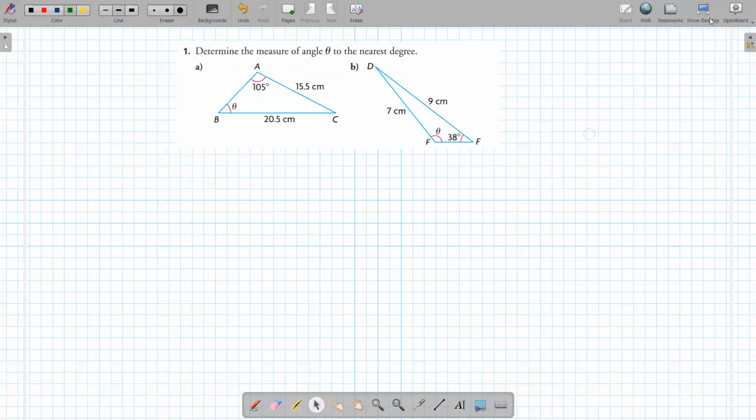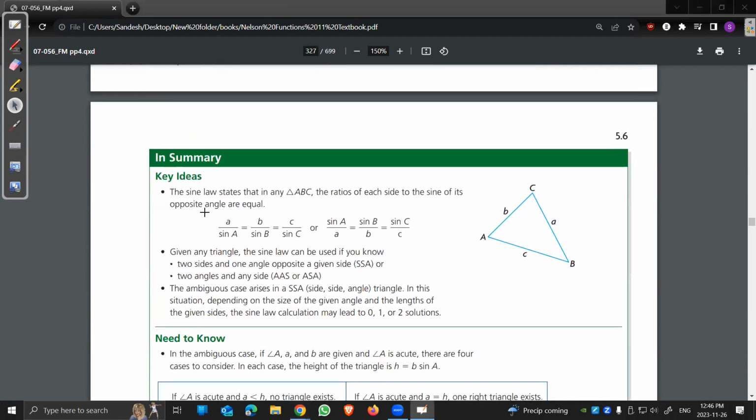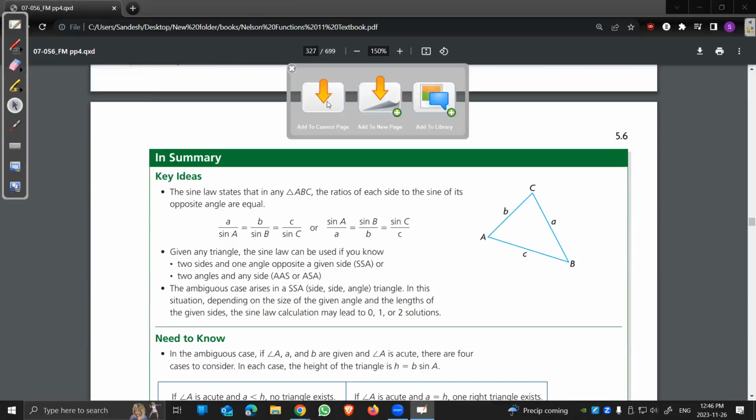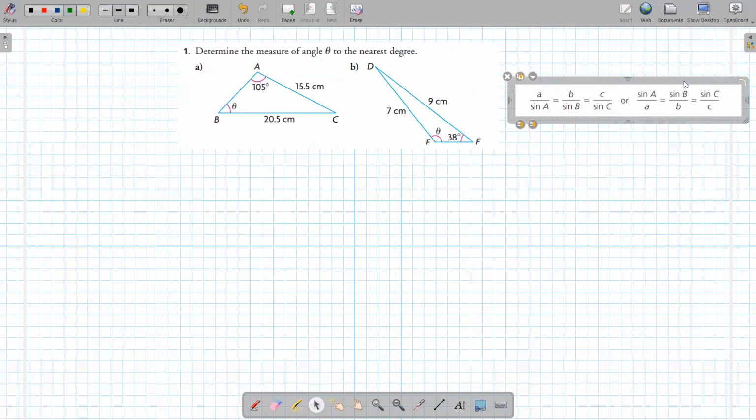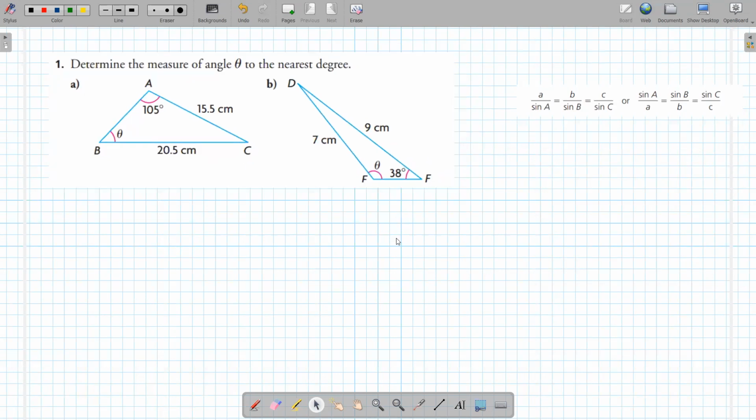So SOHCAHTOA is exclusively for right angle triangles. But if the angle is not right angled, then you have to use either the sine law, which is this guy here. There's two variations of it. Depends on whether you're looking for the side length. You're going to use this if the side length is missing. You're going to use this if the angle is missing. That's the sine law.